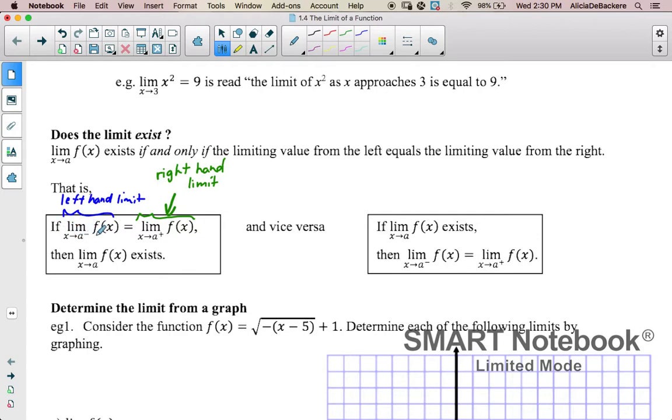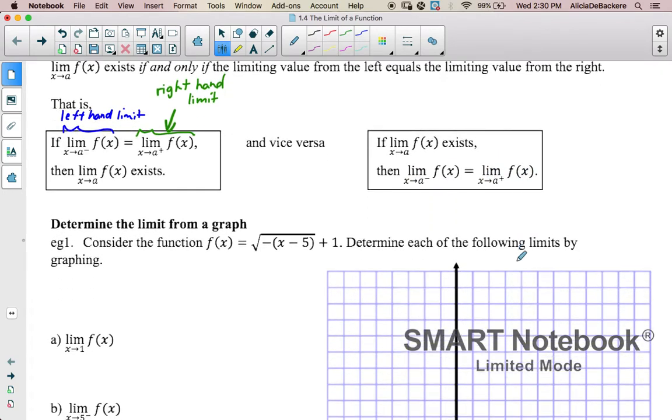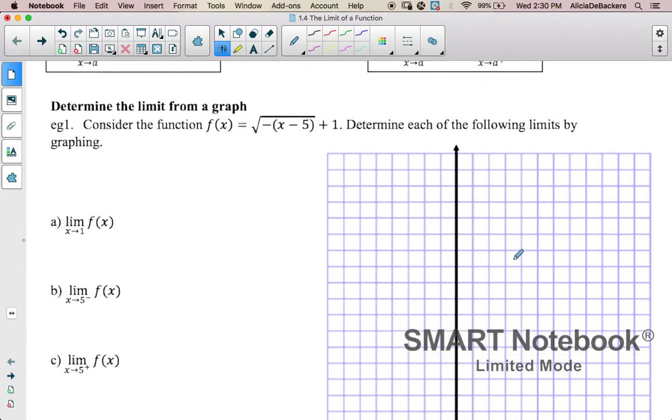So if the left-hand limit is the same as the right-hand limit, then the limit altogether or overall does exist for the function. And vice versa. If I know that the limit of the function exists as x approaches a, then that tells me that the left-hand limit must be equal to the right-hand limit at that point. So let's take a look at an example so hopefully we can make some sense of this notation.